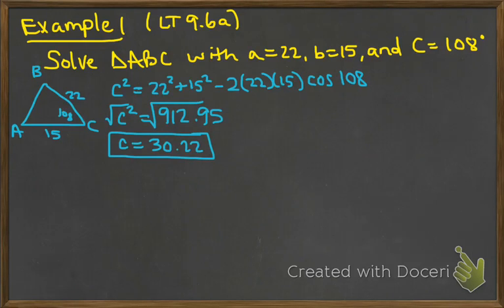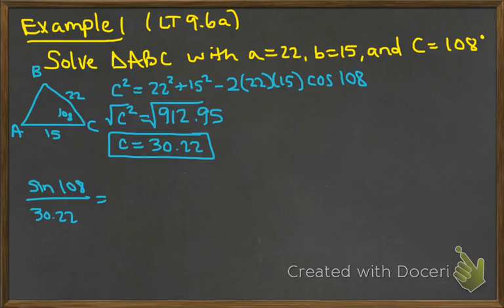Now remember, I said once you find the first thing, then switch over and start using your law of sines. Now that I know that side C is 30.22, and I also know that angle C is 108 degrees, I can use that for my first initial law of sines. So the sine of 108 over 30.22.